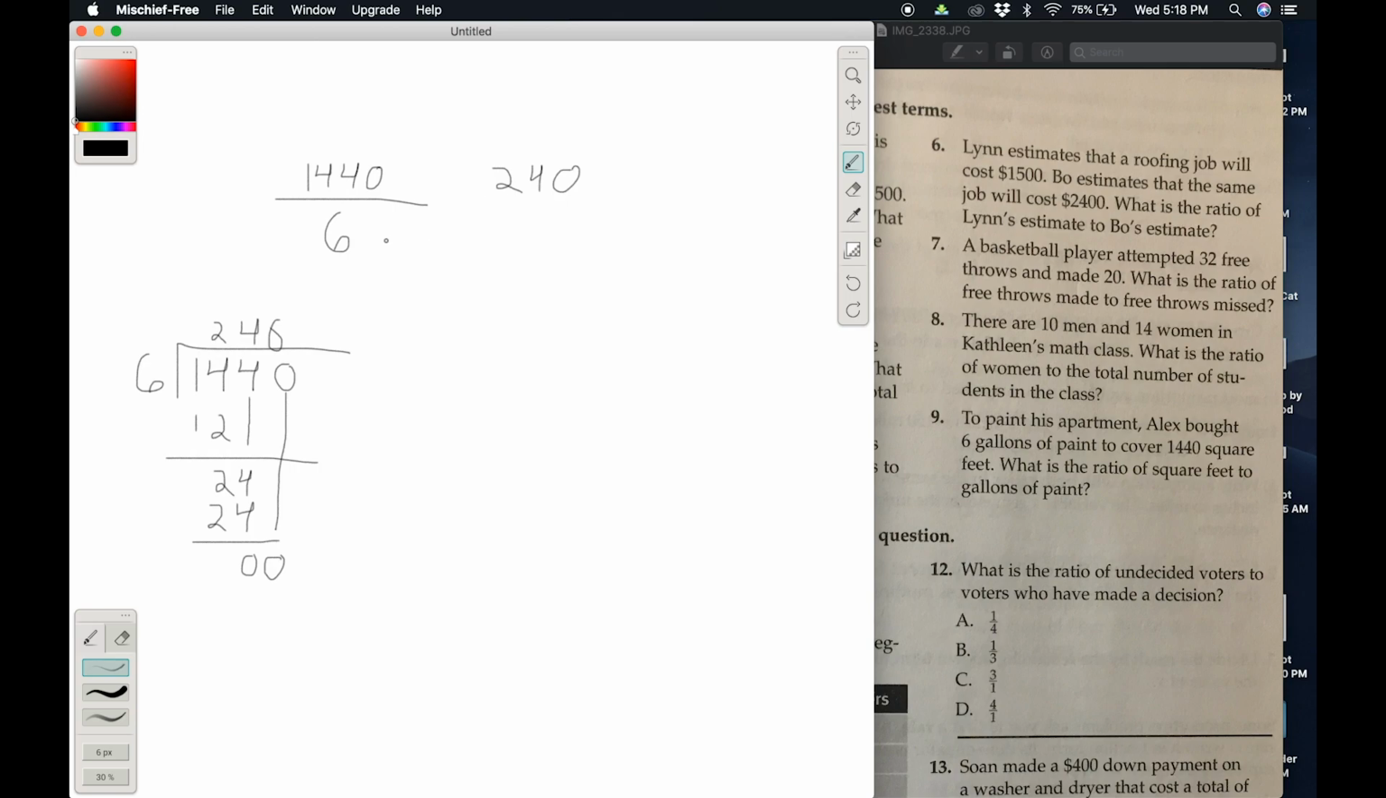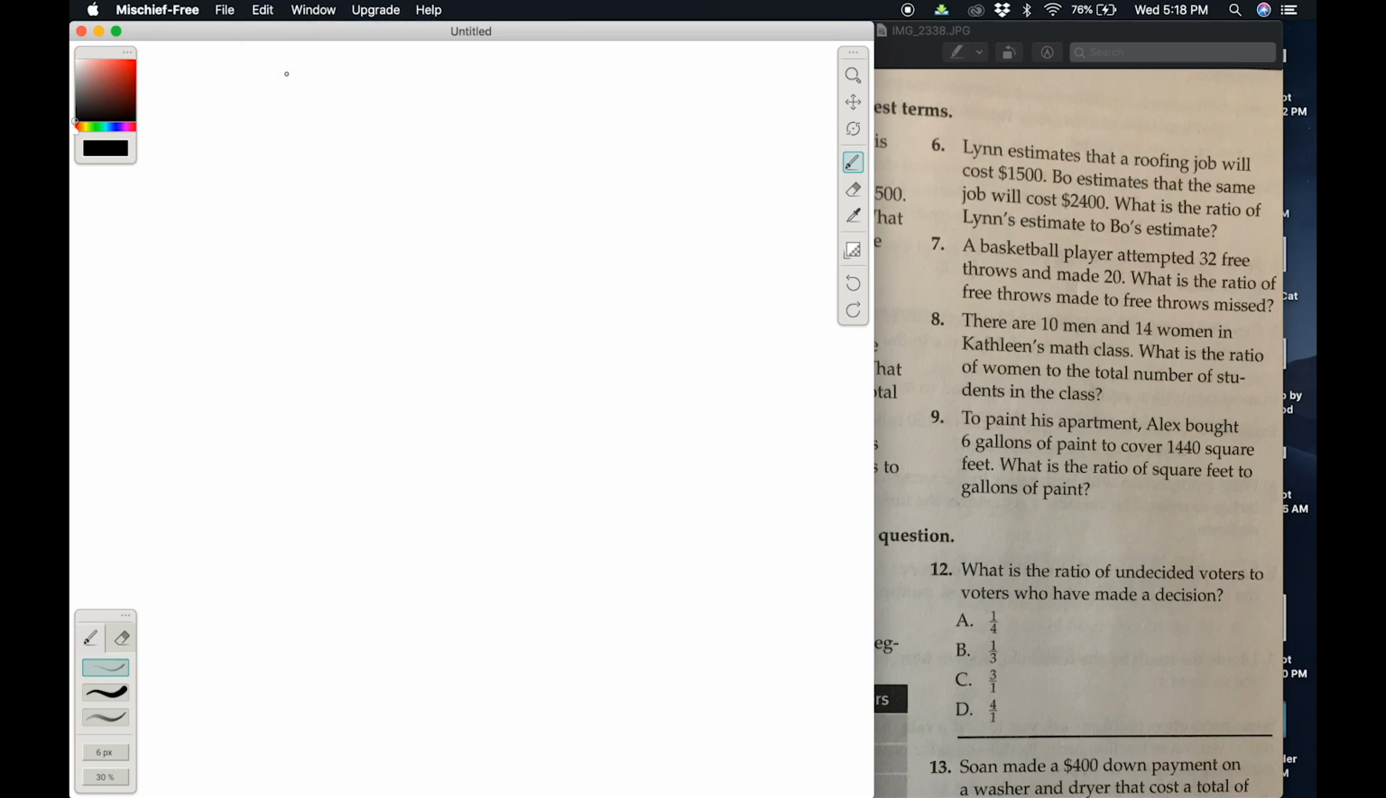Okay, and how many times does 6 go into 6? 1 time. So that is your answer: 240 over 1, or 240 to 1, or 240 colon 1. Okay, clear canvas.